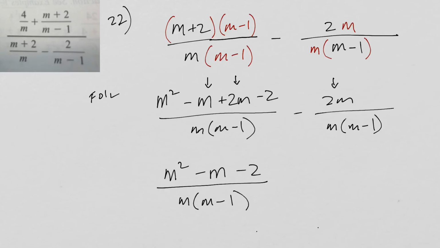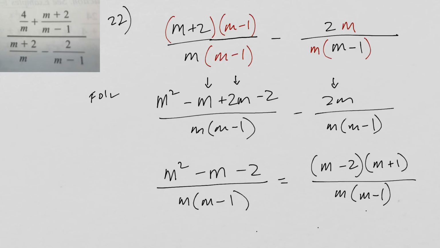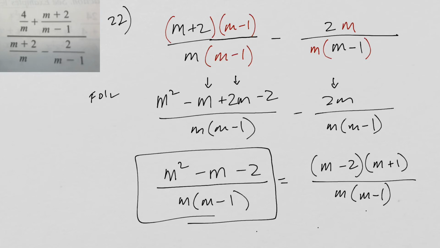But now the top we can see is factorable. This is m minus 2. Well, it's not going to help us. We're not going to be able to factor to simplify. So we could have just left it as... see, nothing's factorable, so we could have just left it like this.